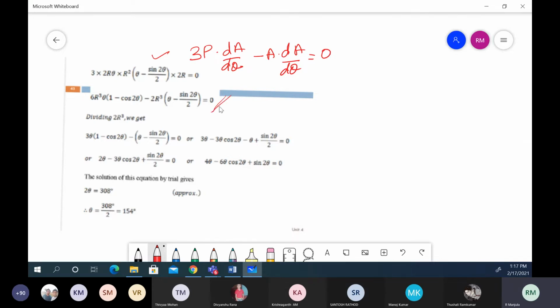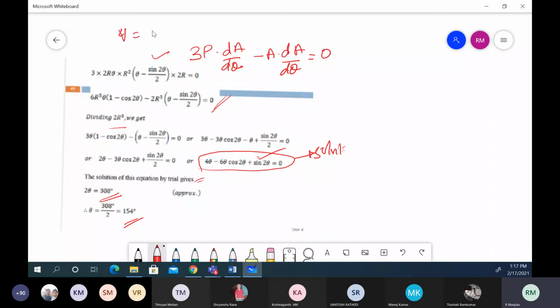You substitute and then simplify, and then dividing by 2r cube, we are going to get 4 theta minus 6 theta cos 2 theta plus sin 2 theta is equal to 0. So what is the solution for this equation? When 2 theta is equal to 308 degrees, by trial and error. So when 2 theta is equal to 308 degrees, this equation is satisfied. What does that mean? Your theta is going to be 154 degrees.